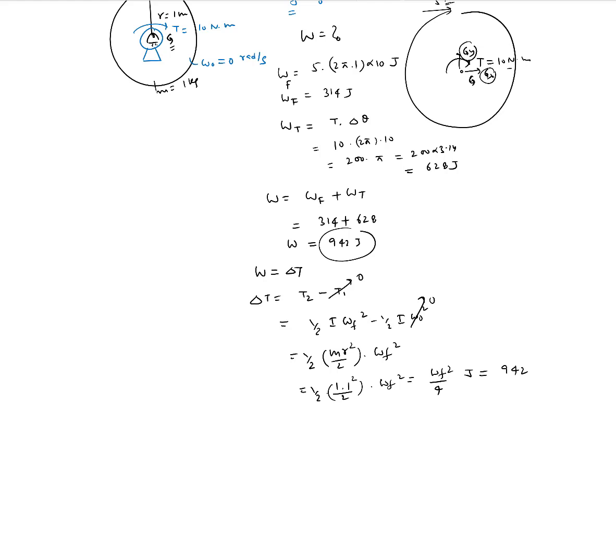So what do we get? 942 times 4, and then we take the square root of that. So that gives us 61.38. So we get omega f equal to 61.38 radians per second. That's the answer we get.